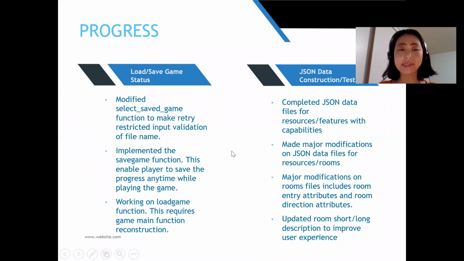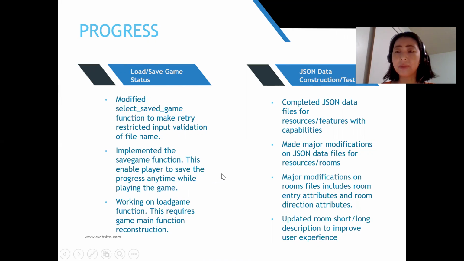This week's progress: I have made a load save game status change and modified the select saved game function to retry with restricted input validation of the file name. Implemented the save game function, which enables the player to save progress anytime while playing the game. Working on the load game function, which requires game main function reconstruction.